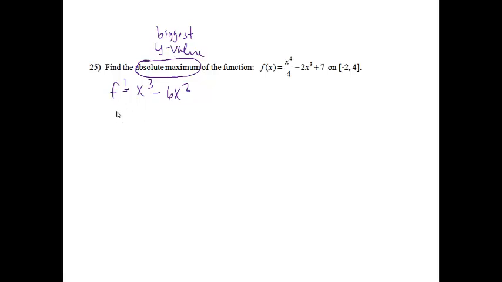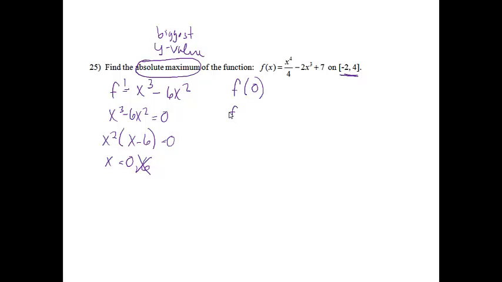I next would like to find the critical numbers, so if I set the first derivative equal to 0, I think I will factor out an x squared, which would give me x minus 6. So my two critical numbers will be 0 and 6. And then if I look at my interval, it goes from negative 2 to 4. 6 is not on that interval, so I do not even need to consider that. Okay, if I'm doing absolute, I do not make an f prime chart. Instead, I want to evaluate because I want to find y values. I want to find the y value at the critical number, but I also would like to find the y values at the endpoints.